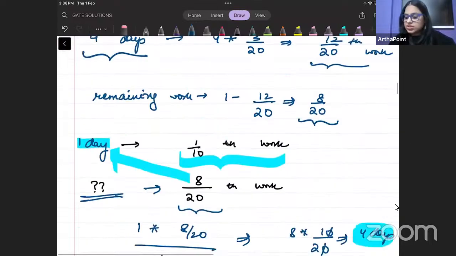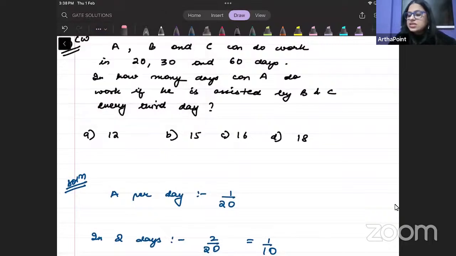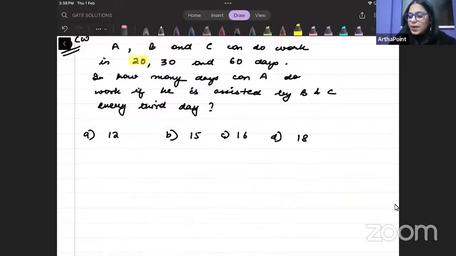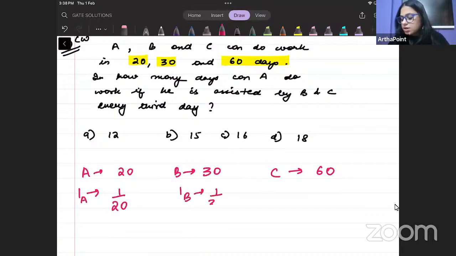Read out the next question. Let's try another one. It says A, B and C can do work in 20, 30 and 60 days. Again, we will find for one day. So A is taking 20 days to cover the work, B is taking 30 days, and C is taking 60 days. So in one day, A will do 1/20th of the work, B will do 1/30th, and C will do 1/60 of the work.